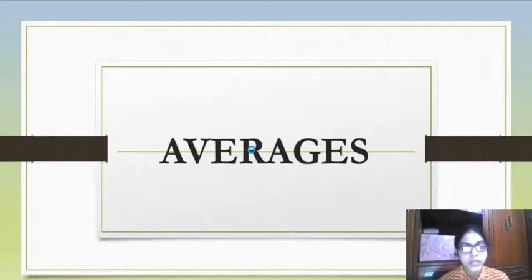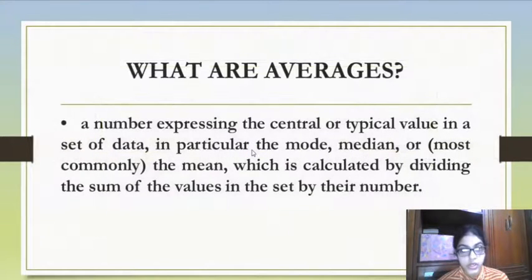The first concept that we need to understand is what are averages. So an average is essentially a number that expresses the central or typical value in a set of data. In particular, the mode, median, or most commonly, the mean, which is calculated by dividing the sum of values in the set by their number.